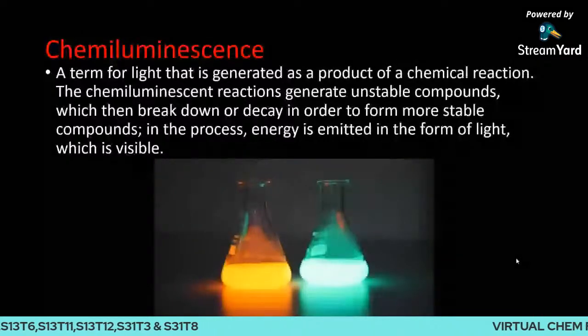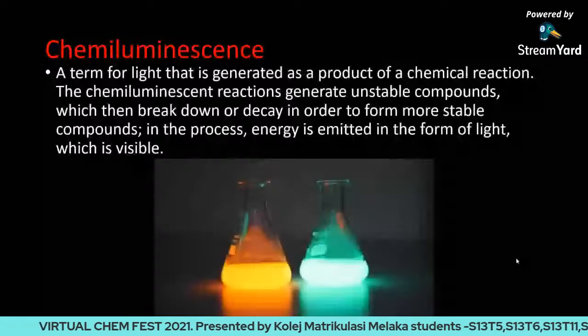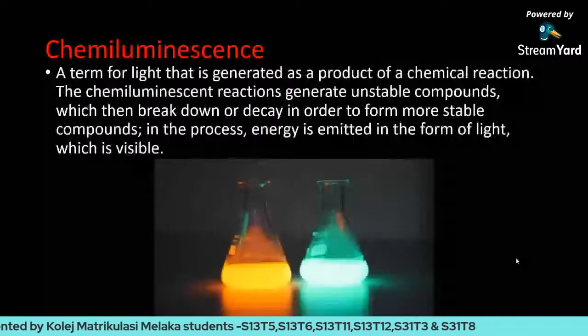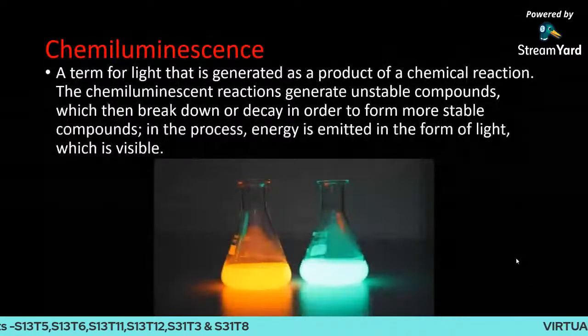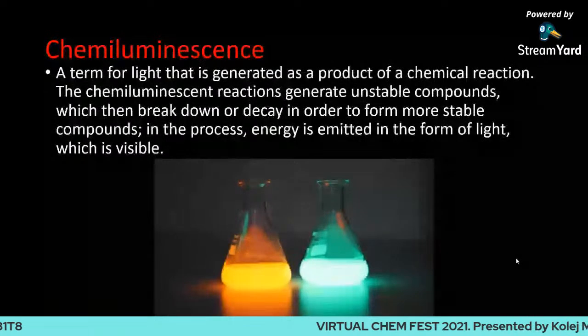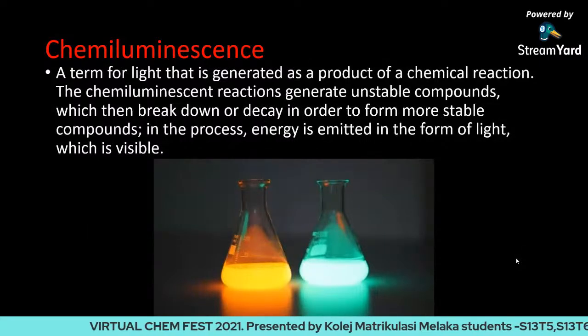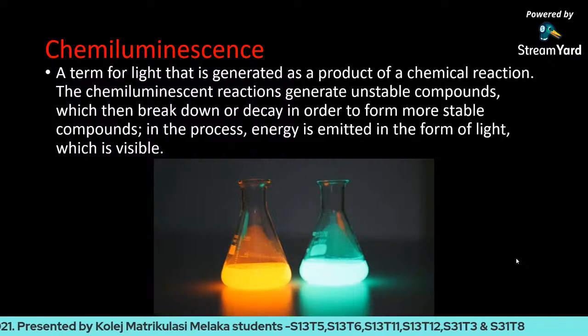When something is an unstable compound, it will become excited, right? So it has to stabilize itself. How does it stabilize itself? It has to radiate its energy, like decays or something like that, in order to go back to the ground state. So in chemiluminescence, when the compound is unstable, it radiates energy as photons.